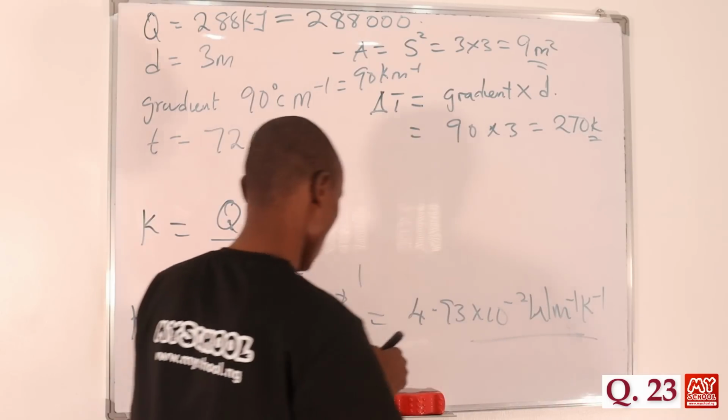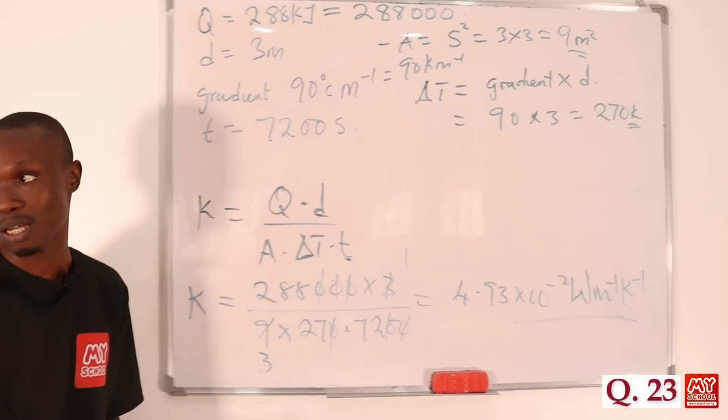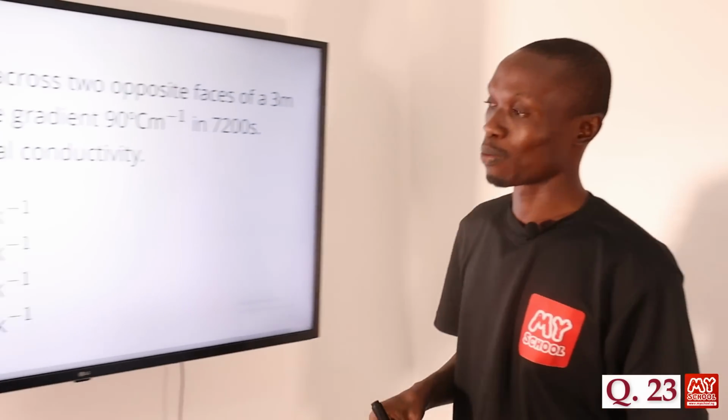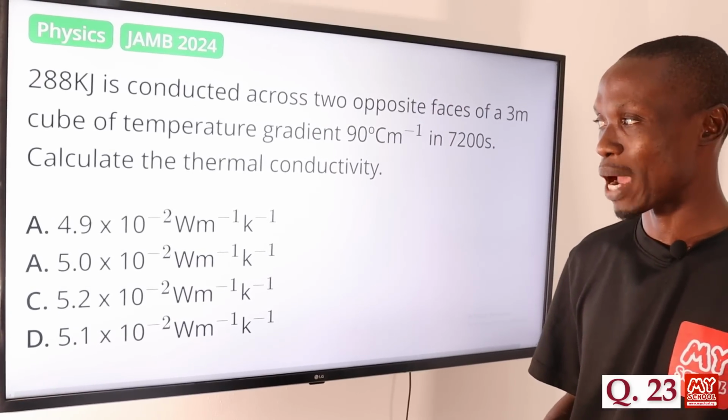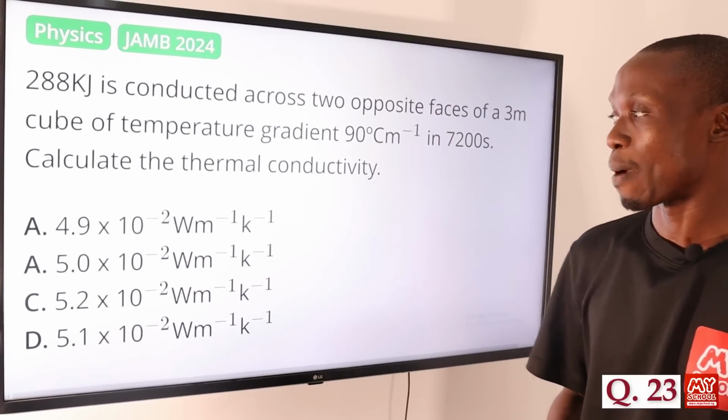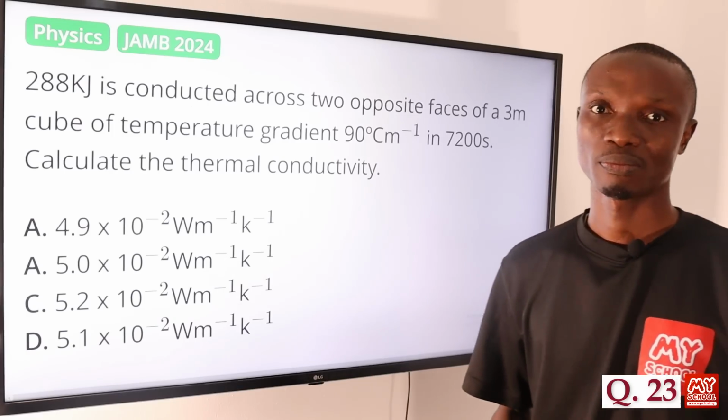So let's return back to the screen to pick the correct answer to this question, and that is option A, 4.9 times 10 raised to power minus 2 watts per meter per Kelvin.